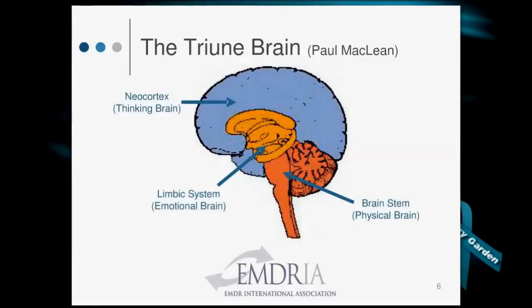This is a nice little picture of the brain, pointing out the different parts of the brain and why these pieces are important. The neocortex, or thinking brain, is what we think of as our rational thinking part. The limbic is our fight and flight, emotional core. The brainstem is where that physical body gets activated when we're experiencing issues around safety.